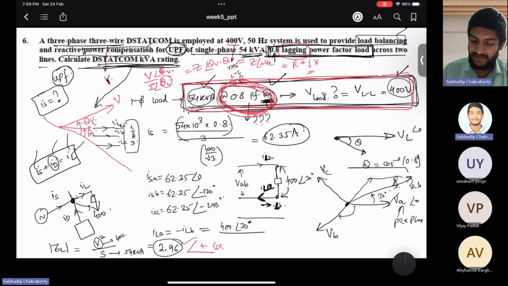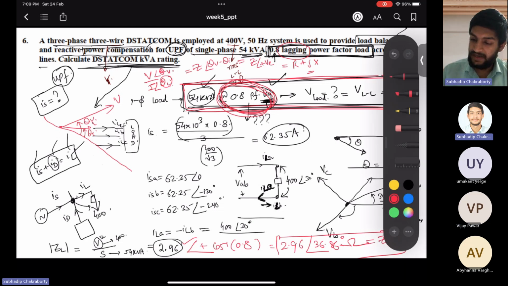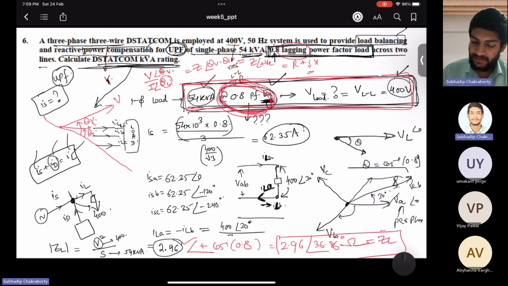So plus cos inverse 0.8, which is nothing but around 36 degrees. So the answer is 2.96 angle 36.86 ohms. This is the ZL value. Now you know ZL. You plug it in here to find out IL. So what you will do: 400 angle 30 degrees voltage applied across the load whose impedance is 2.96 angle 36.86. What is the value coming?